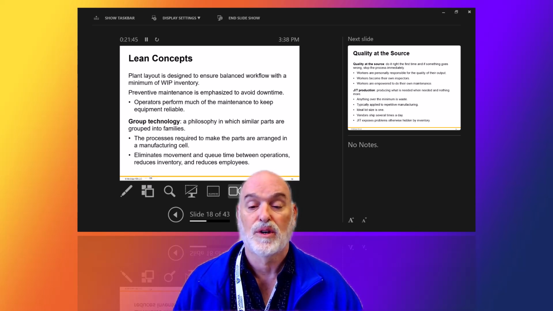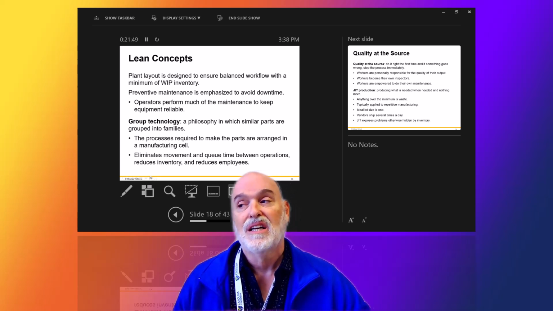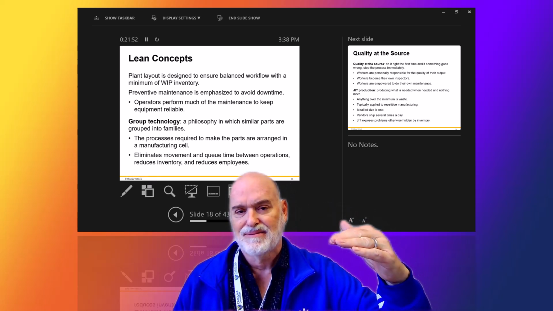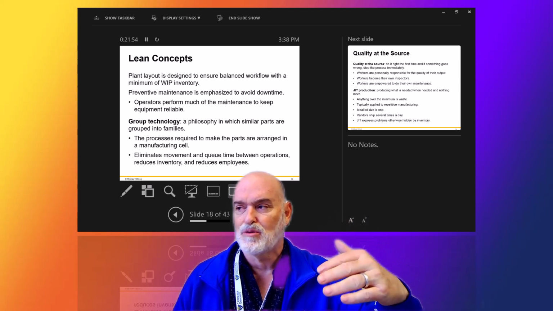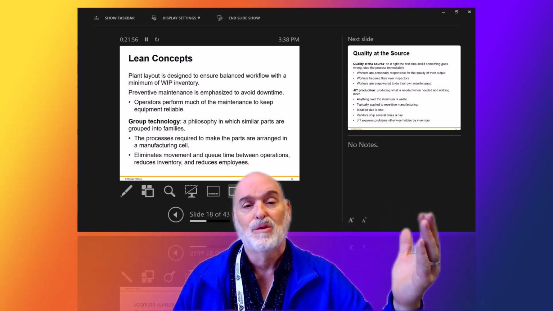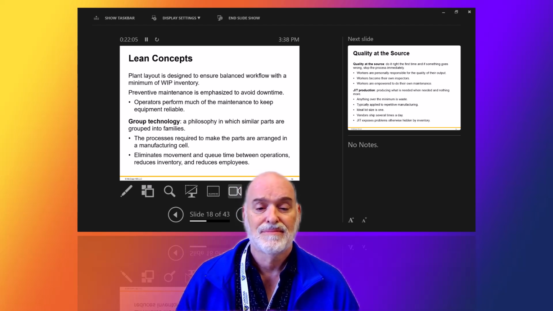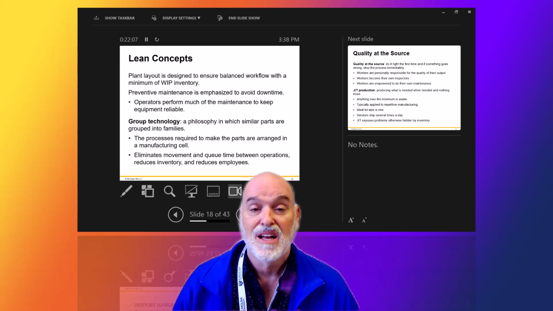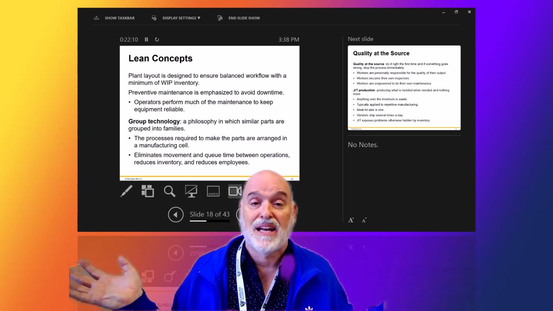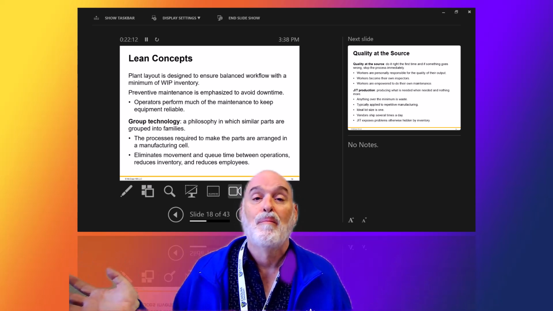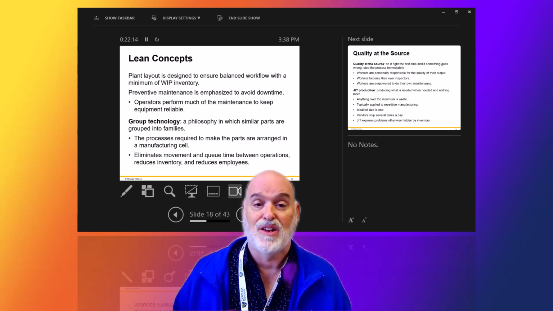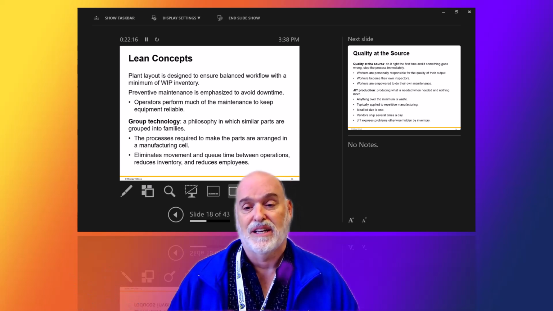Preventative maintenance is emphasized to avoid downtime. Preventative maintenance is really important, particularly if you're running at high capacities. Because a lot of times when you run something at high capacity, what happens? Donovan? That's right, Donovan. Things break. And if it breaks, what happens? Production is ended, and then you have to wait until something is fixed.